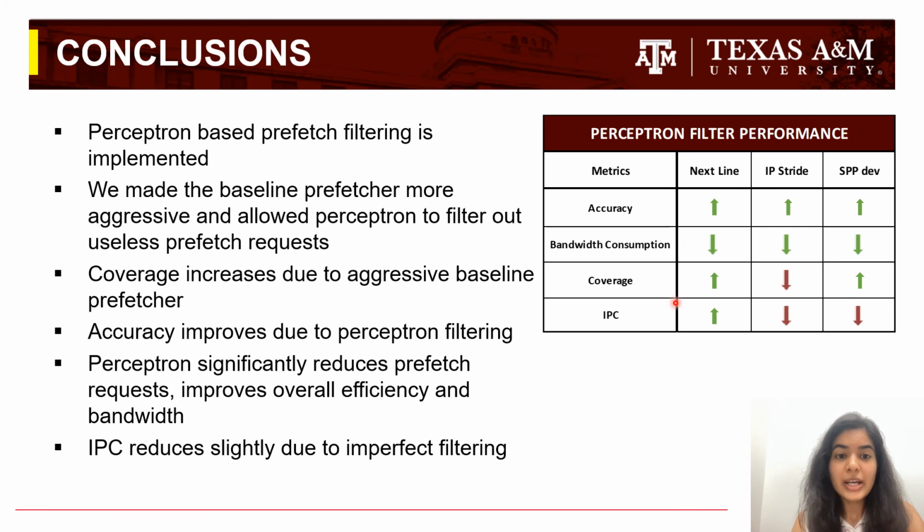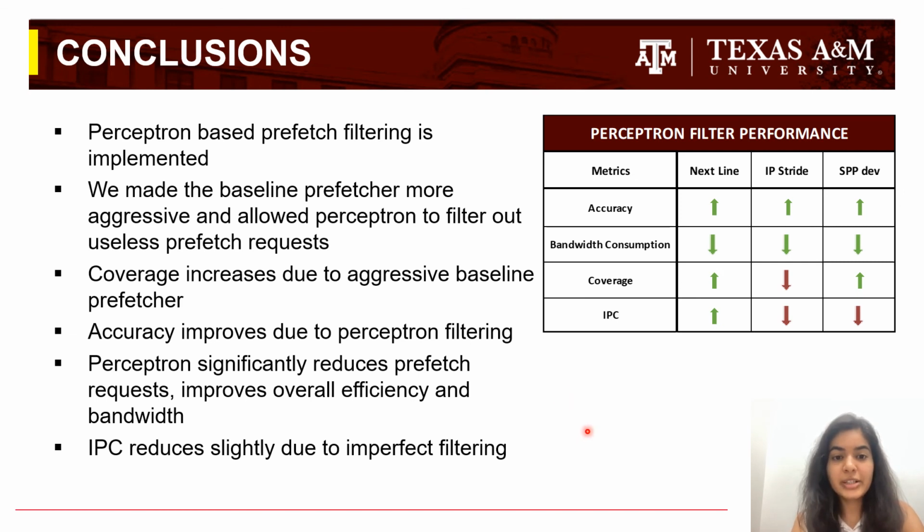We also observe an increase in the coverage for Nextline and SPP-Dev because the Perceptron filters out the useless requests. However, there is a slight reduction in accuracy and coverage observed for IP stride because the total number of requests sent out by the IP stride baseline prefetcher is less. Since we know that the Perceptron is not a perfect filter, we observe a slight decrease in the IPC for IP stride and SPP-Dev baseline prefetchers. However, if we compare the IPC of a less aggressive prefetcher with that of a highly aggressive baseline prefetcher with Perceptron filtering, we observe that those IPCs are similar.